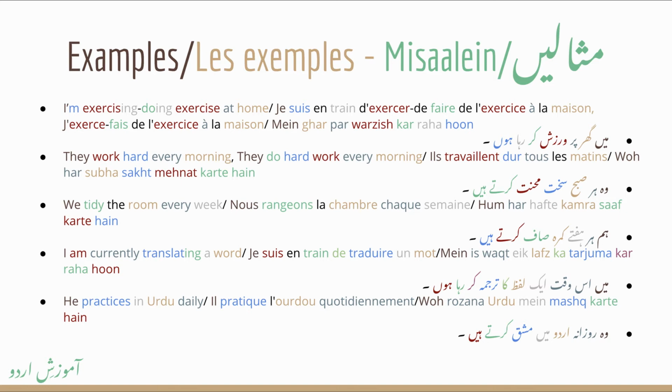We tidy the room every week. हम हर हफ्ते कमरा साफ करते हैं. I am currently translating a verb. मैं इस वक्त एक लफ्ज़ का तर्जुमा कर रहा हूँ. So, as you know, इस वक्त would literally mean this time or at this time or this moment. So that means currently. He practices Urdu daily. वो रोज़ाना उर्दू में मश्क करते हैं.